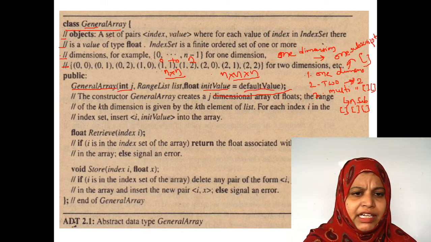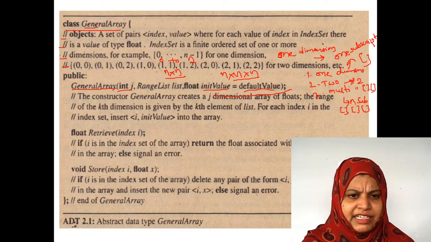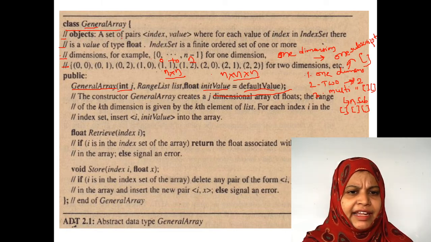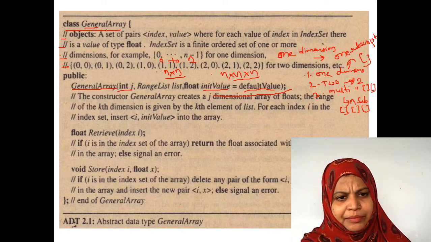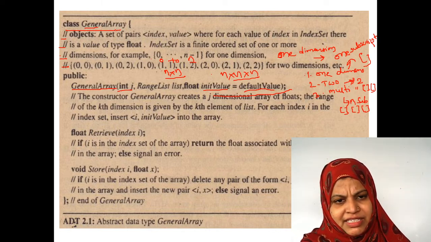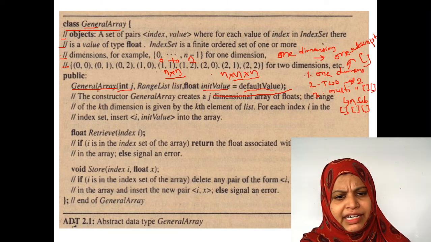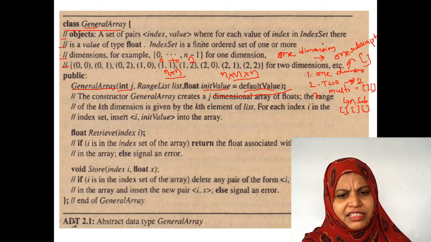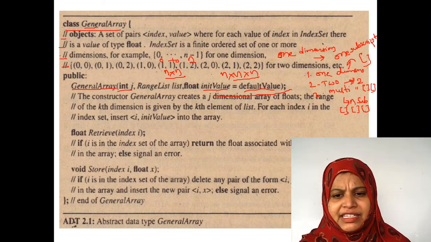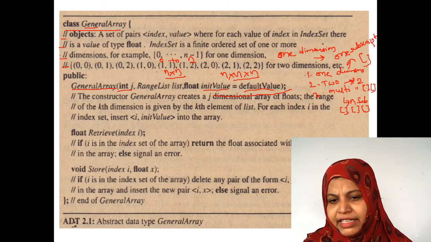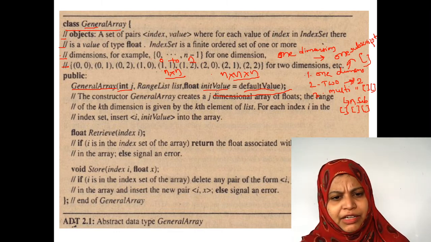Right? Here in class general array, I am implementing the array as an abstract data type. In that particular array, I am giving one example, that is the general array. My class name is general array. First I am going to write this one. Here general array constructor, parameterized constructor. In this one j is the variable, list is the variable, init is a float variable, and we are assigning the default value to the init value, right?